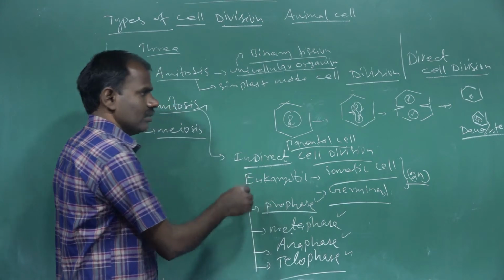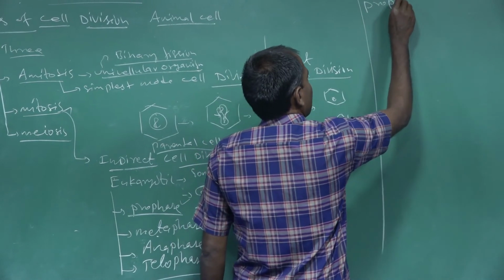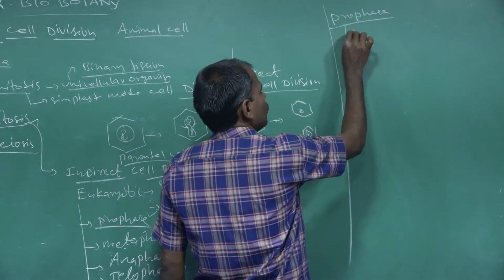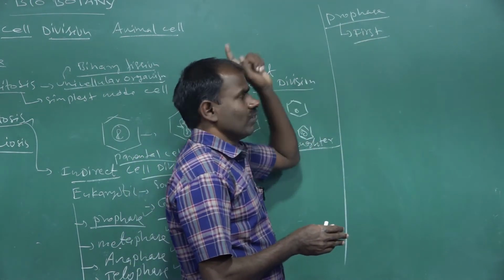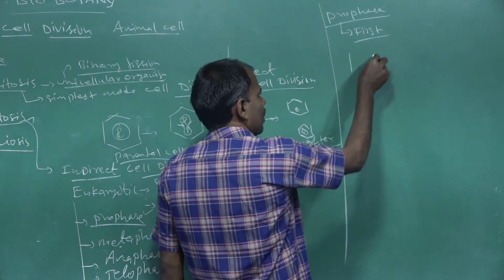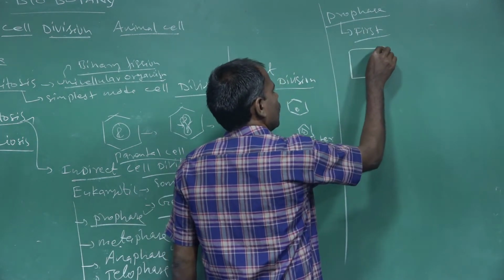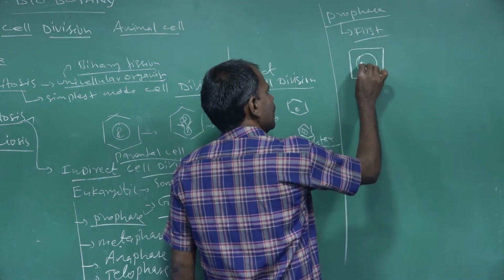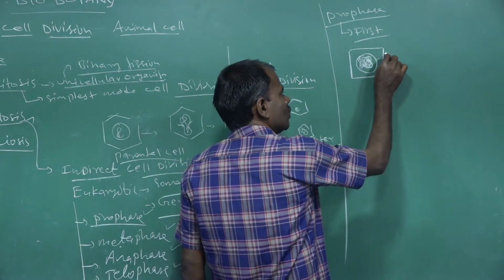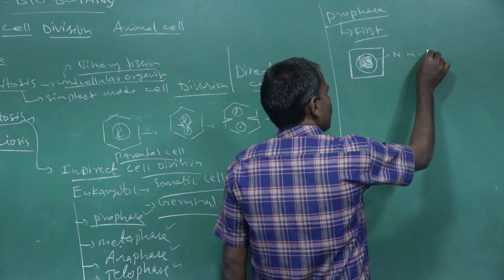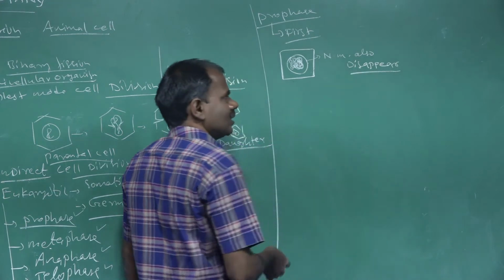What is prophase? Pro refers to first. The first stage of cell division is the prophase stage. In normal cells, the chromatin reticulum disappears. The nuclear membrane also disappears.